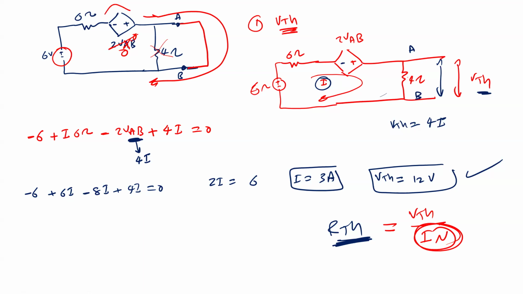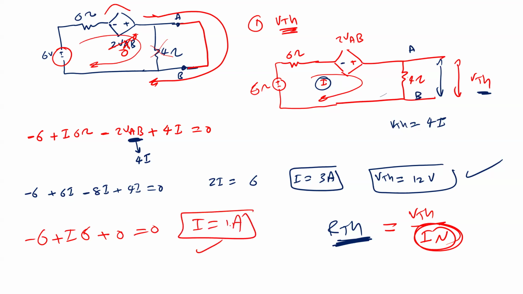And then after that you can use Kirchhoff's voltage law here. You can write negative 6 plus I times 6 ohm plus 0 equals 0. Okay. And here you can find I equals 1 ampere. That's it. I can explain it a different way, because once you make this one 0, the voltage drop here is 0. Okay, I can explain it in another way.